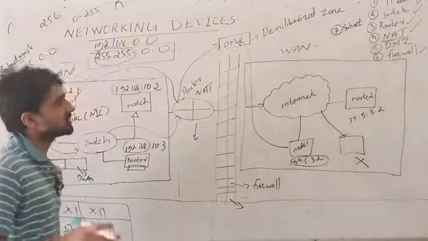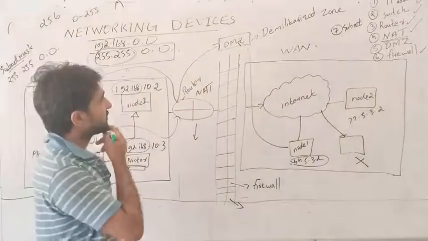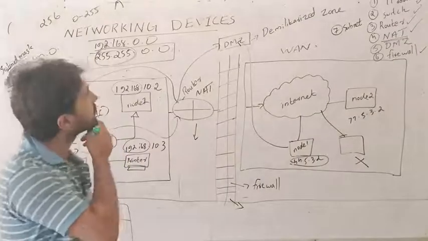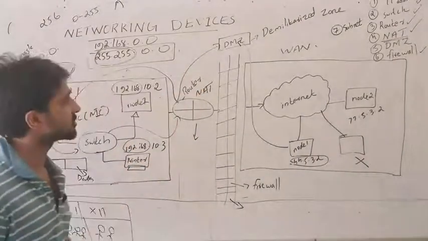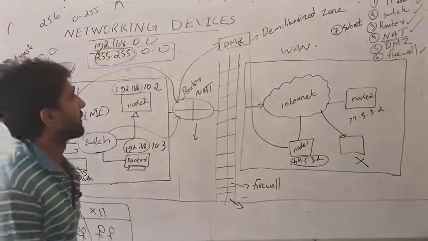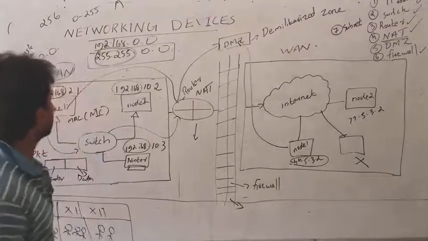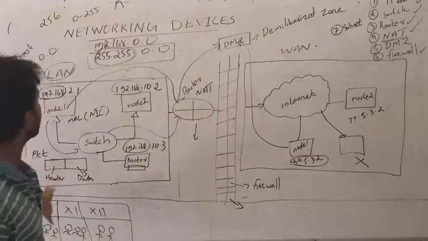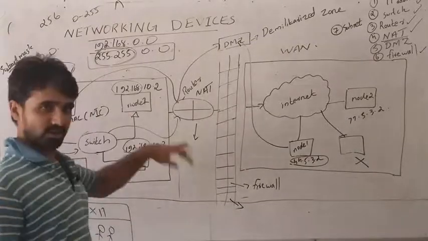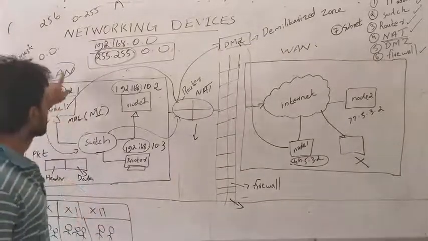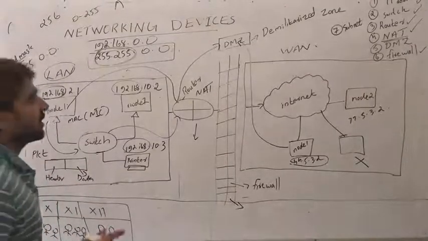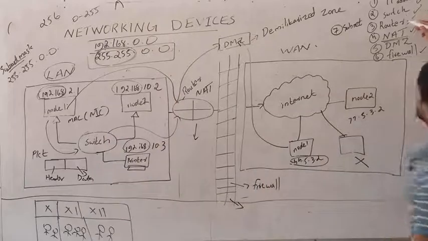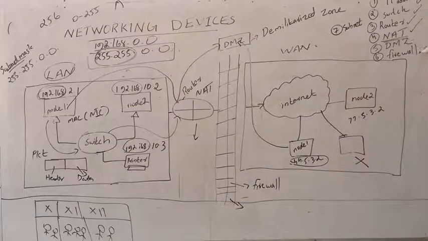I think this is not in your syllabus, but if any question may come, you need to understand at least the full form of this demilitarized zone. So this is the concept of transferring data from one computer to another computer which is not present inside the same local area network. So here we have completed IP address, switch, router, NAT, DMZ, firewall, and subnet also.